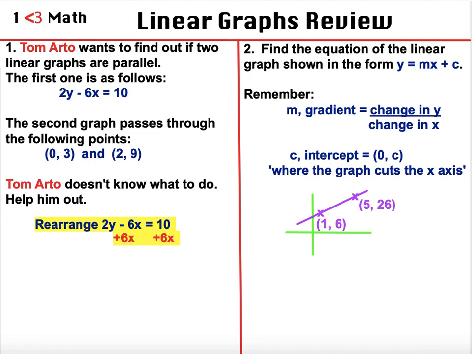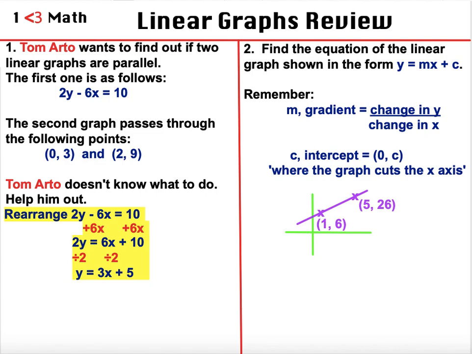If I add 6x to both sides of the equal sign, then I'm going to have 2y equals 6x plus 10. That's already looking like the form that we want, y equals mx plus c, where m is the gradient and c is the intercept. Now we can divide by 2 throughout, and that gives us y equals 3x plus 5. That means the number in front of the x is the gradient, and therefore the first linear graph that Tom Arto has has a gradient of 3.